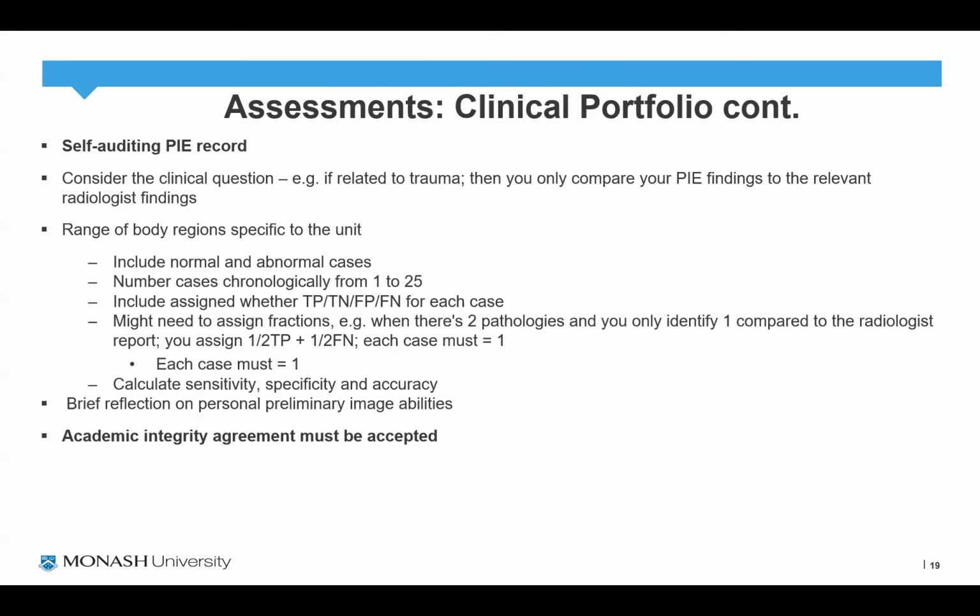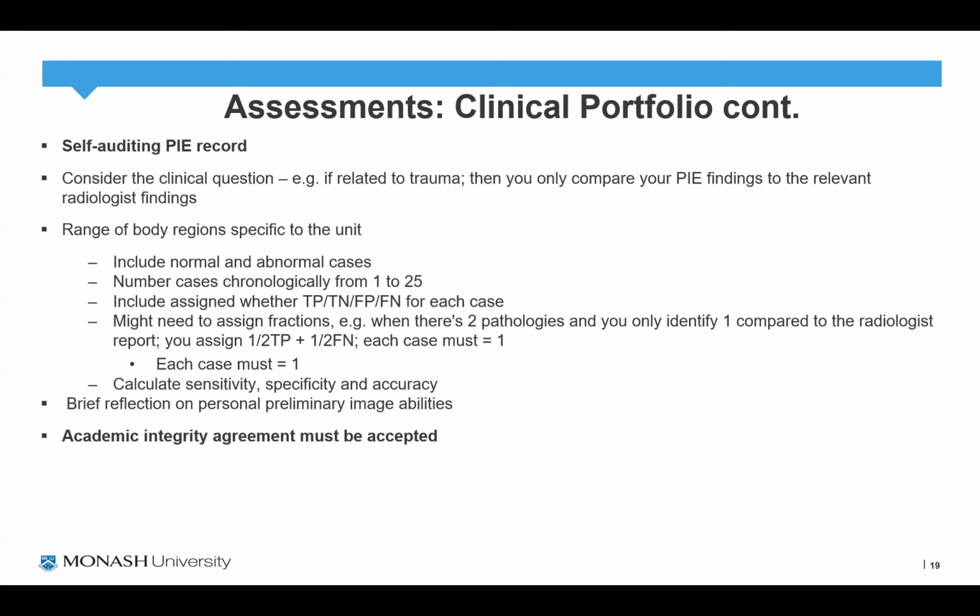And the other important thing is number your cases from 1 to 25, because when I give feedback, it's very difficult if there's no numbers, because when you get to number 12, I have to go and count which cases I'm talking about. So please number each of those. And then with each case, also add under each case how you've assigned your self-auditing, whether it's true positive, true negative, or false positive or false negative.